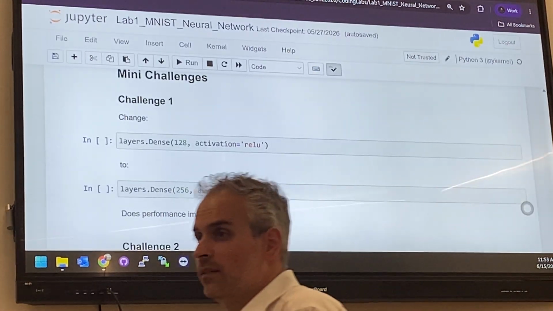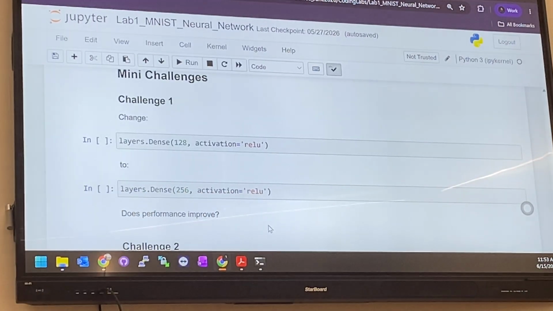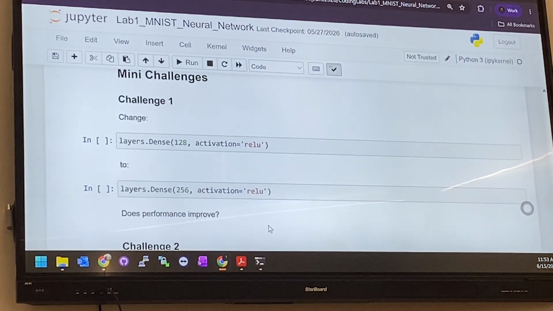Go slower, right? Makes sense why it goes slower? More neurons, more parameters, slower. Okay? The model is more complex, in other words. Let me see how small, how small.